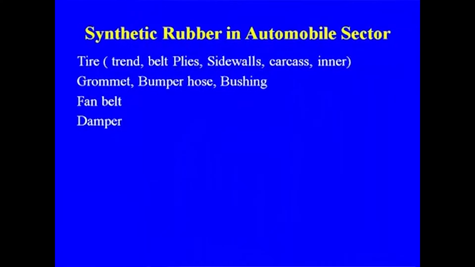So that was one of the major uses, along with the chain, belt plies, side walls, carcass, inner liner, grommet, bumper, hose, bushing, fan belt and damper. So these are some of the applications of rubber in the automobile sector.